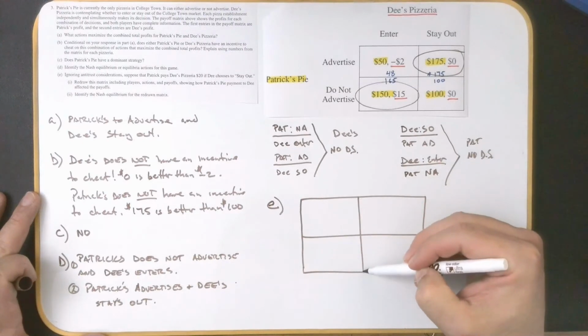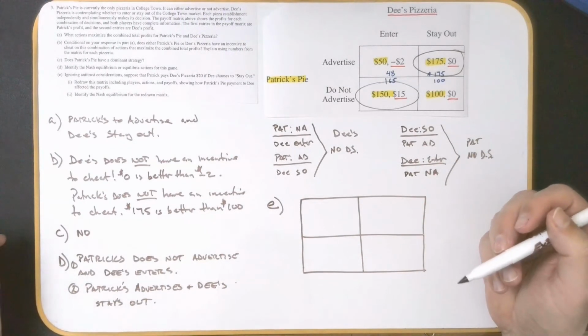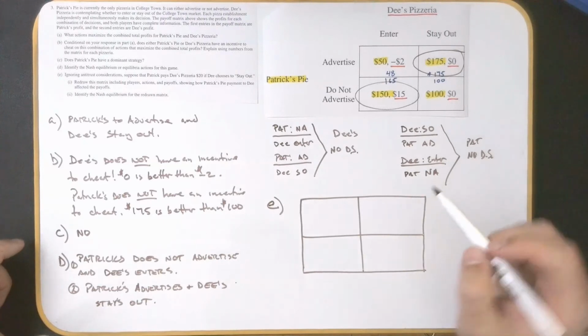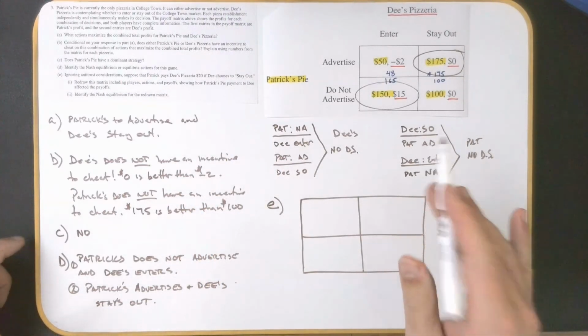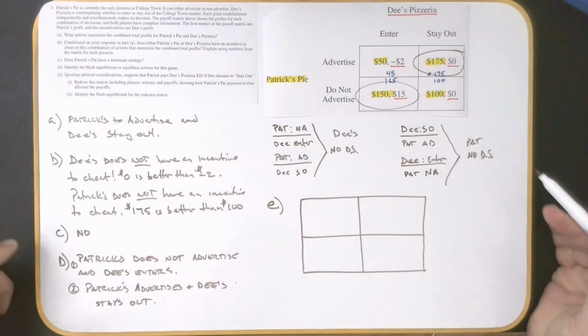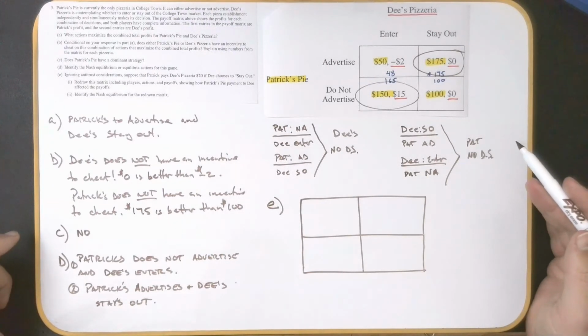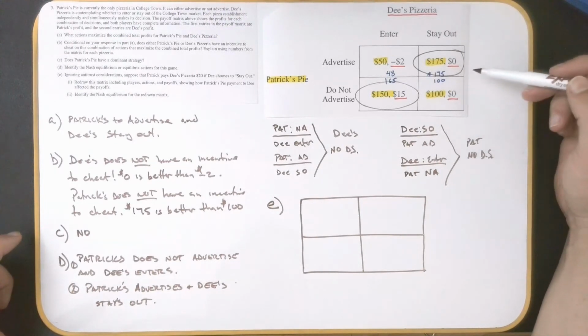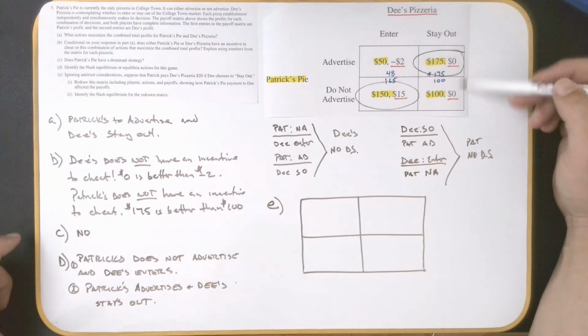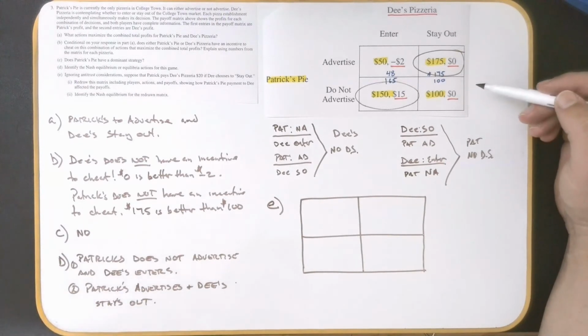All right. So it says that Patrick's going to pay D $20 to stay out. Okay, so if we go to the stay out ones where he was making no money, he's going to pay him $20. So instead of 0, he'll make 20. That would be a pretty big incentive.